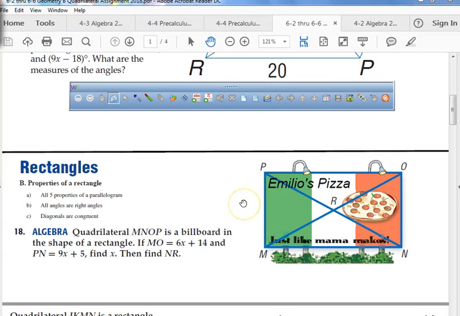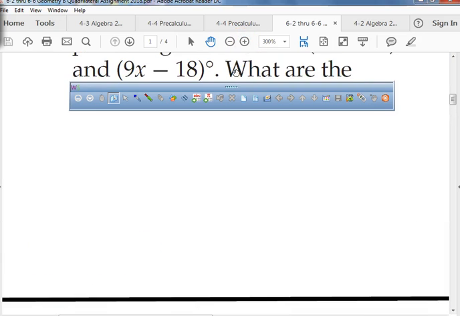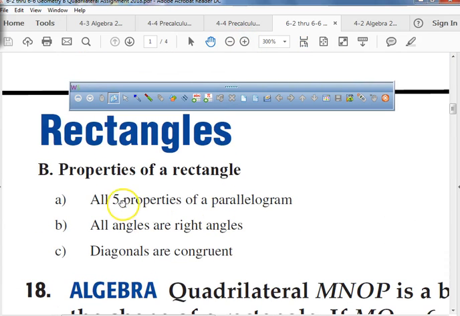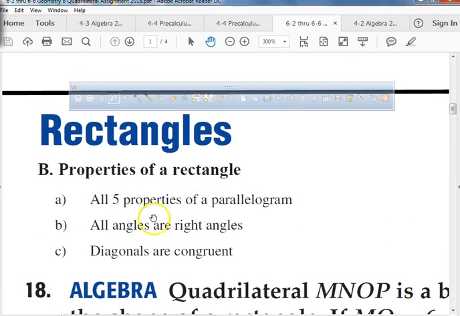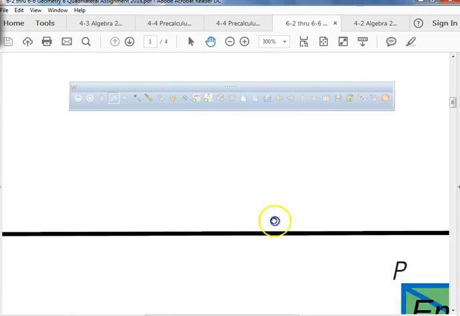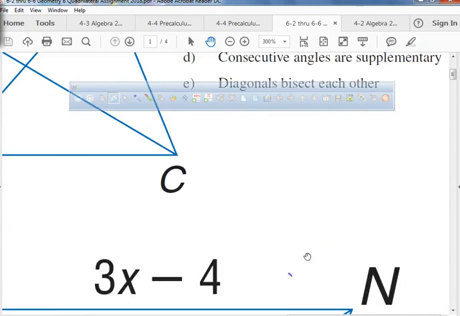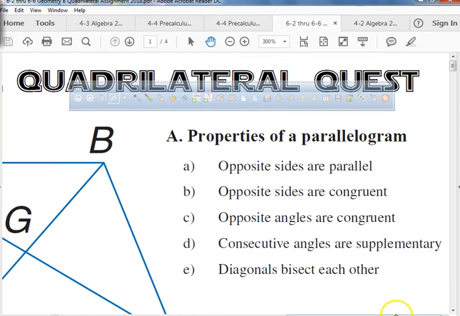Today we're going to be focusing on all the properties of rectangles. Okay? So right now, in your journal, what you should have written down is, first of all, 5 properties of a parallelogram, plus all the angles are right angles, and the diagonals are congruent. What I'm not making you do is rewrite all 5 properties of a parallelogram.